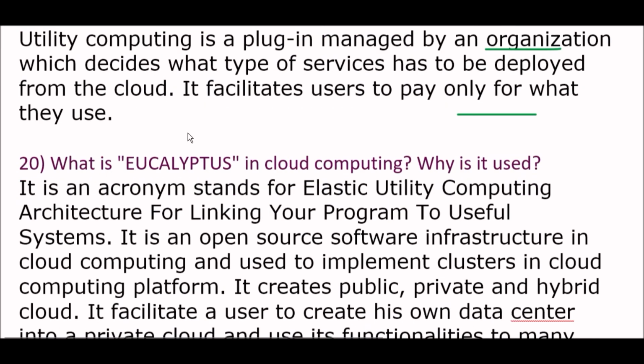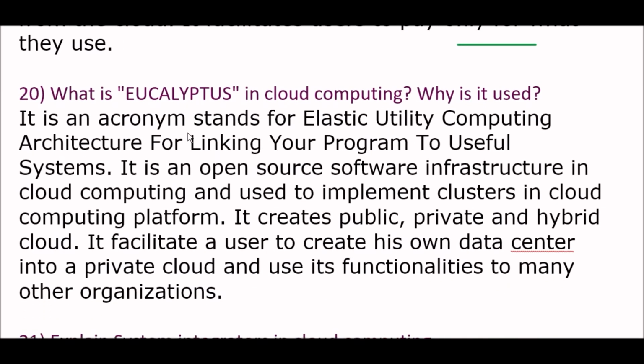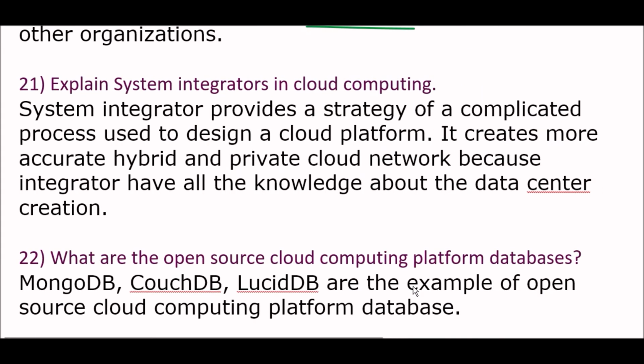Next question. What is Eucalyptus in cloud computing? Why is it used? This is a very important question. Answer: the acronym stands for Elasticity Utility Computing Architecture for Linking Your Programs To Useful Systems. It's an open source software infrastructure in cloud computing and is used to implement clusters in cloud computing platforms. It creates public, private, and hybrid clouds. It facilitates a user to create his own data center into a private cloud and use its functionalities for many other organizations.